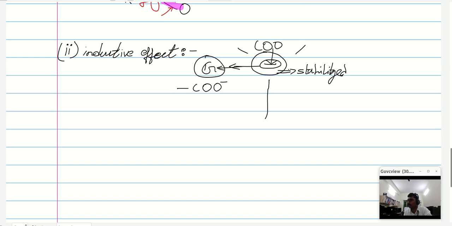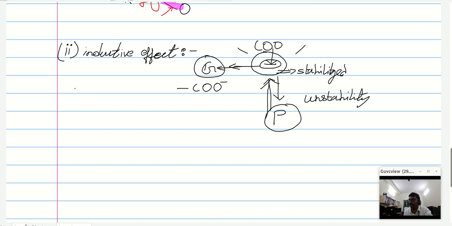On the other hand, if there is another group, say P, which is actually not removing the negative charge or withdrawing the negative charge on the carboxylate, but rather it is giving more negative charge to the carboxylate, then it will contribute to instability of the carboxylate anion. Now this is what we have seen in inductive effect.